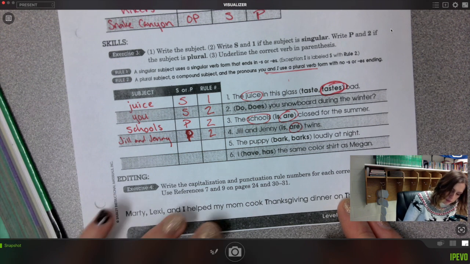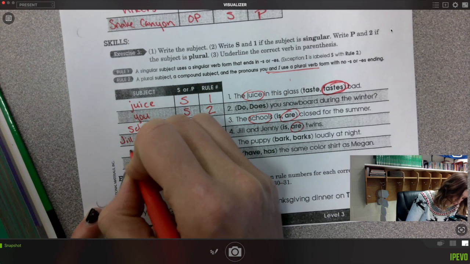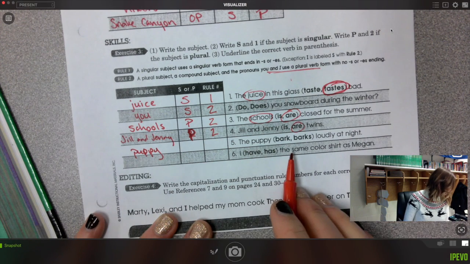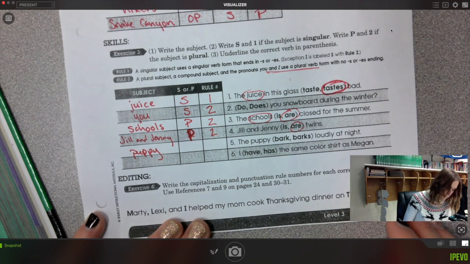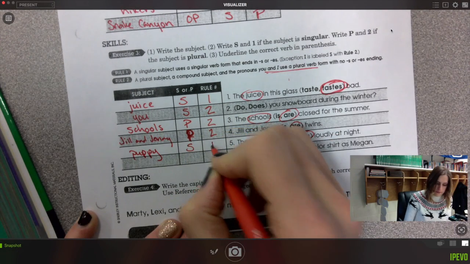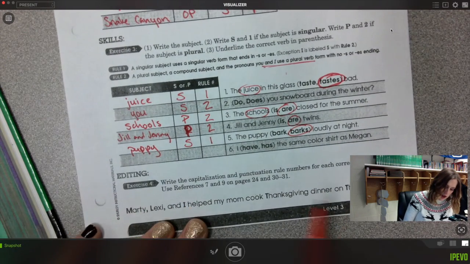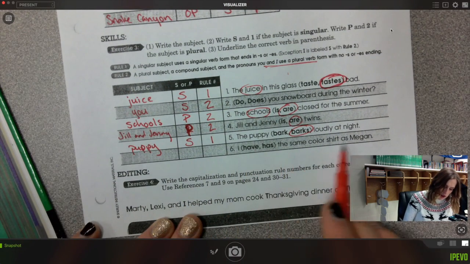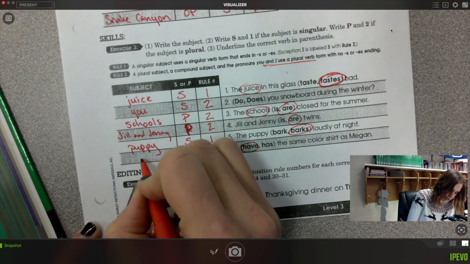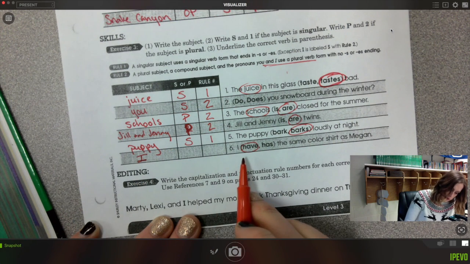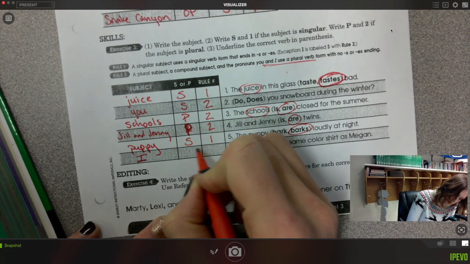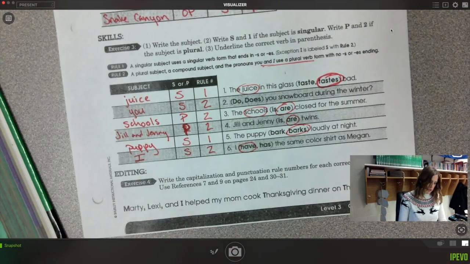Then the puppy barks loudly at night. Puppy is our subject. Puppy bark loudly at night, or puppy barks loudly at night. Puppy barks loudly, so that would be singular, rule 1. Yep, it's following our rules. Next, I have the same color shirt as Megan, or I has the same color shirt as Megan. Well, have sounds right. I is our subject. Remember, for I, we're going to write singular, but rule 2, right? That's our exception. That's the one that gets singular with rule 2.